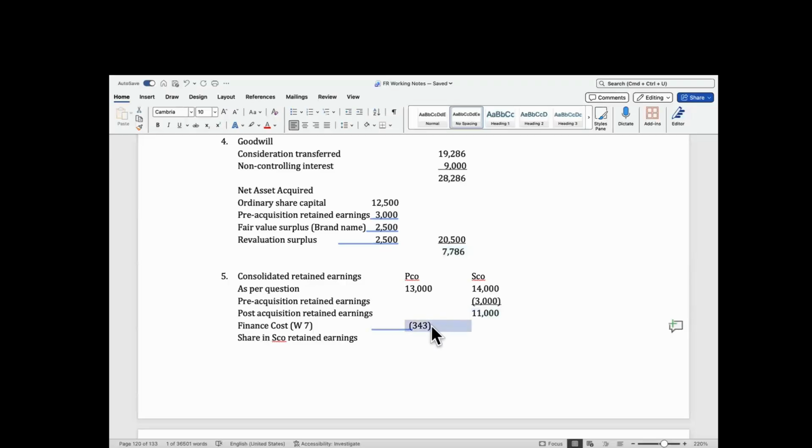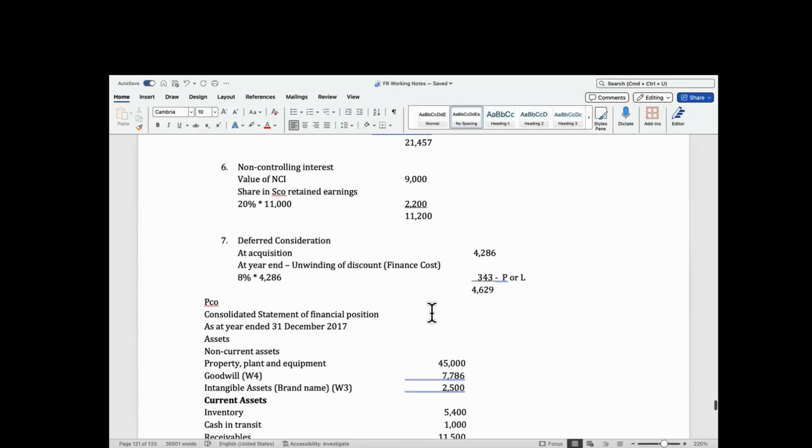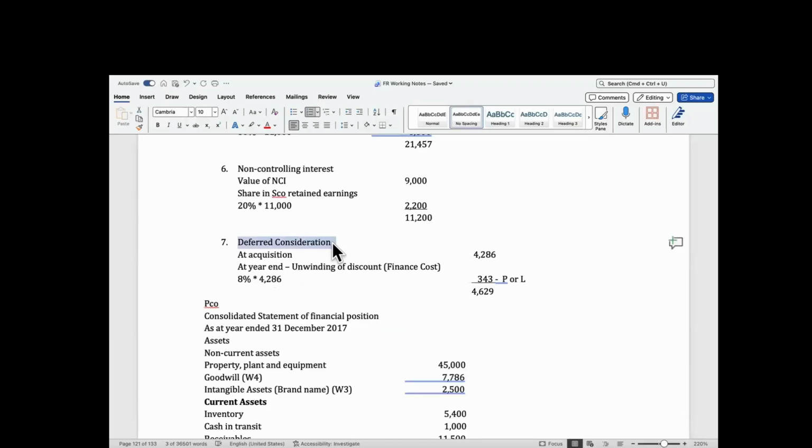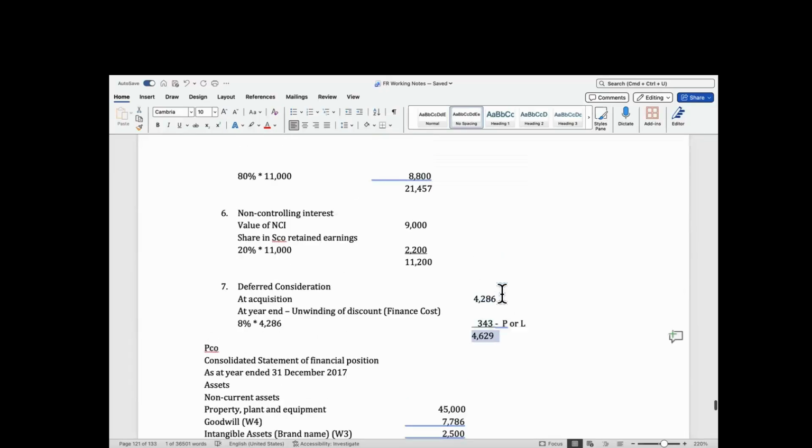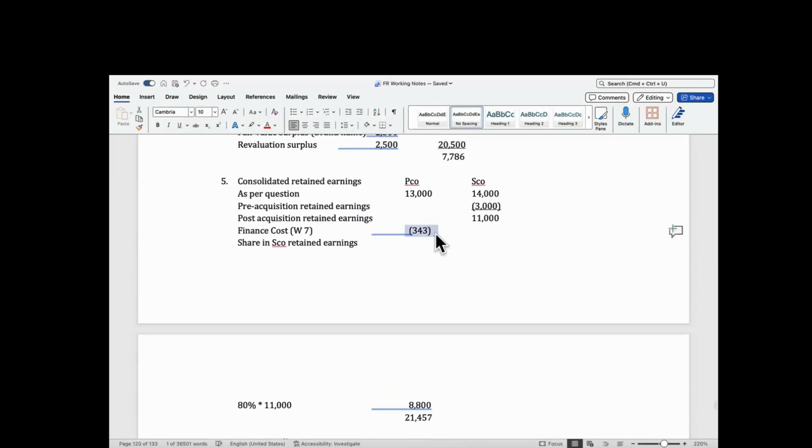Now, my finance costs that is coming is because of this deferred consideration here. Just like I did for contingent consideration, anytime I do present value, I need to unwind the discount. So at the end of the year, I will just do 8% times the opening value. That's what gave me this 343, which I will add to this to give me 4,629. And that's where this 343 is coming from as an expense in the parent's profit.